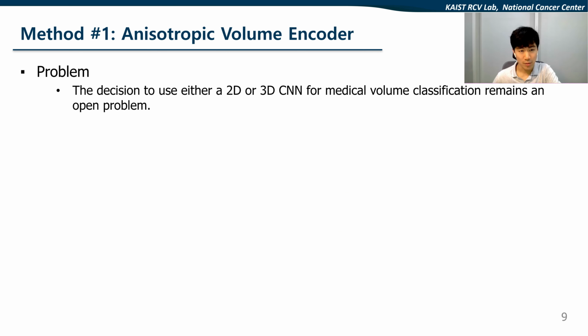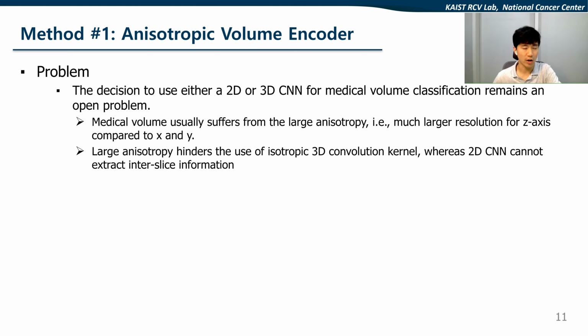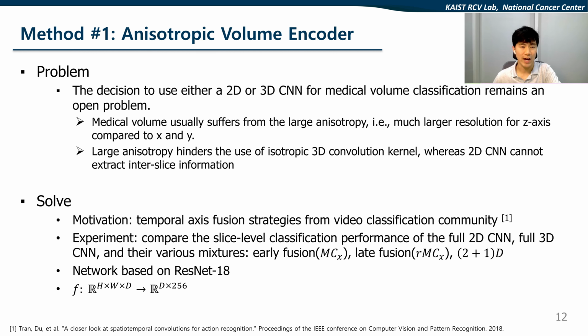For volumetric medical image analysis, there is an open problem on whether to use 2D CNN or 3D CNN. This problem arises due to the large anisotropy of medical volumes, which is the large resolution gap between the z-axis and that of x and y. Specifically, the large anisotropy discourages the use of the isotropic 3D convolution kernel, though 2D CNN completely discards the inner slice information. To handle this problem, we propose various mixtures of 2D and 3D CNN, motivated by the video classification community.